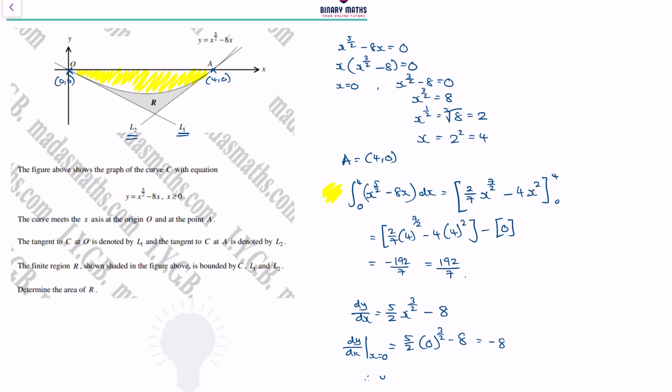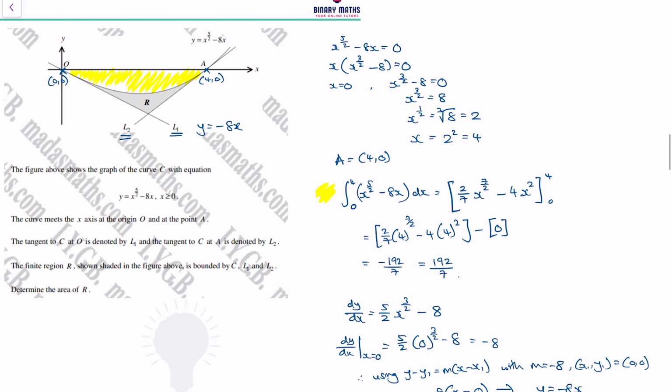So therefore, using y minus y1 is equal to m times x minus x1, with m equal to negative 8 because that's the gradient of the tangent, and x1, y1 is equal to 0, 0. Then I get y minus 0 is equal to minus 8 times x minus 0, which means y is equal to negative 8x. So L1 is y is equal to negative 8x.